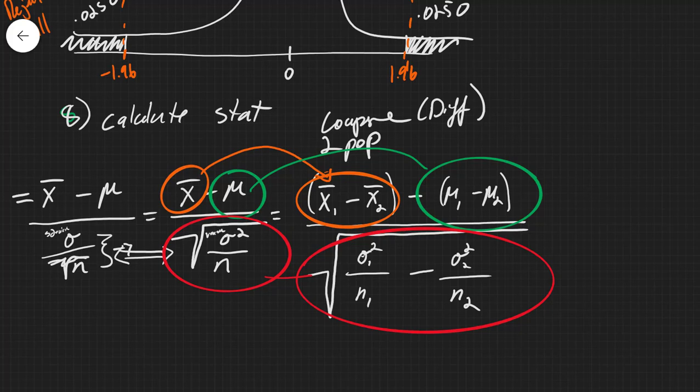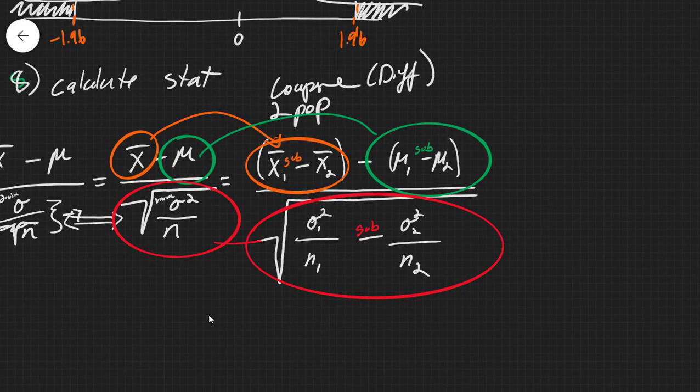So what are you doing? You are taking a subtraction here, you are taking a subtraction here, and then you're doing the regular z calculation. All right, this doesn't need to be super complicated.